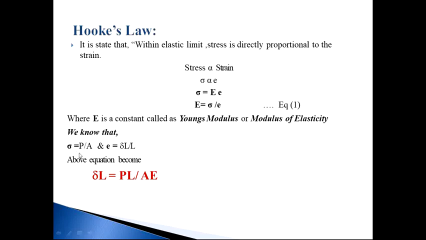By using this, we know that sigma is equal to P by A and strain is equal to delta L by L. We put these sigma and e values in equation number 1. So we get a new equation, that is change in length delta L is equal to PL upon AE.